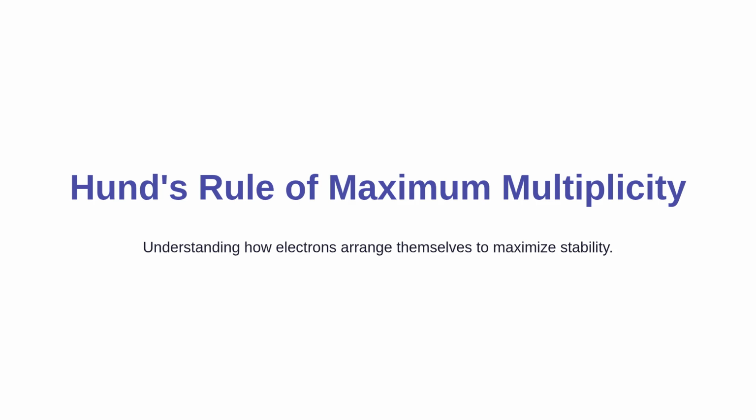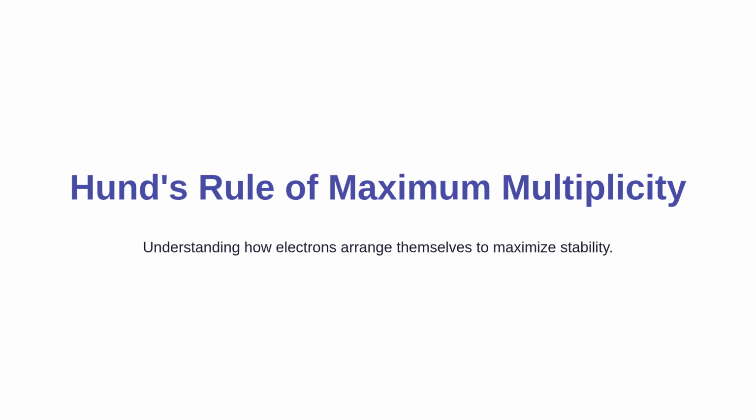Welcome to our journey into the microscopic world of atoms. Today, we are going to explore a fundamental principle in chemistry known as Hund's rule of maximum multiplicity. If you have ever wondered why certain elements behave the way they do, or why some materials are magnetic while others are not, the answer lies in how their electrons are arranged. By the end of this video, you will understand exactly how electrons choose their places within an atom and why nature always prefers the path of maximum stability.